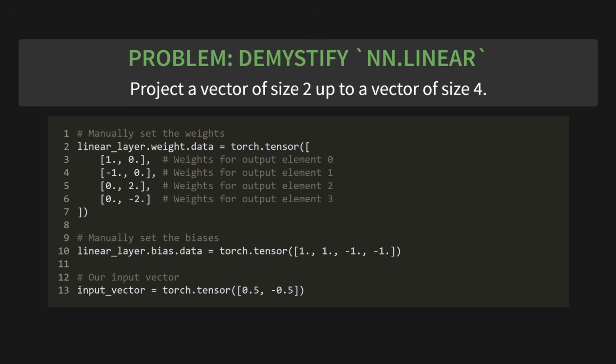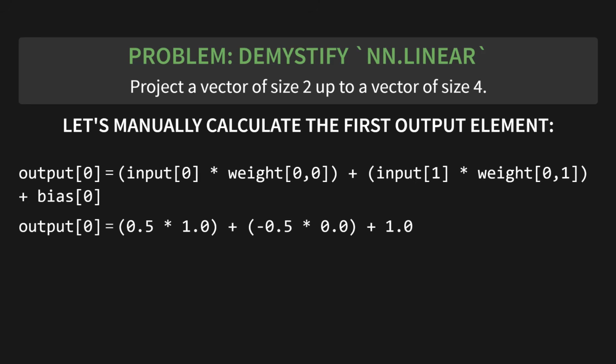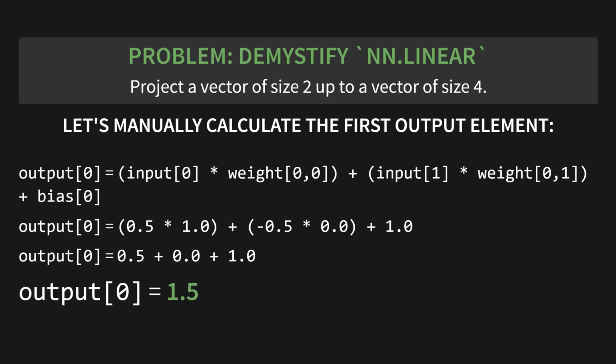Okay, let's manually calculate just the first output element together. Output at index 0 equals input at 0 times weight at 0,0, plus input at 1 times weight at 0,1, plus the bias at 0. Plugging in the numbers, that's 0.5 times 1.0 plus -0.5 times 0.0 plus 1.0, which simplifies to 0.5 plus 0 plus 1.0, which equals 1.5.